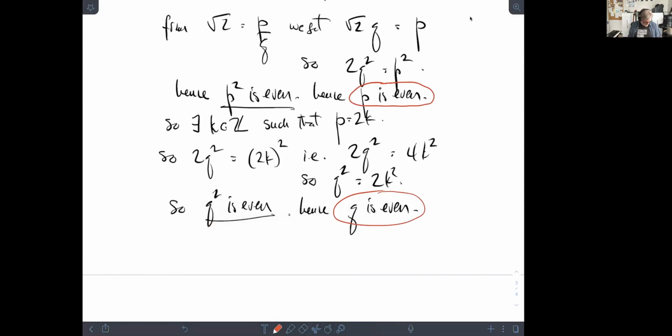So I started by saying I start with p over q being reduced. I can do that for sure. If p and q exist such that root 2 is p over q, I can choose p and q such that the fraction is reduced. So it's not possible for both of them to be even. But then I computed and I found that whatever happens, p and q will always be even, both of them. That's not possible, right? That's a contradiction.